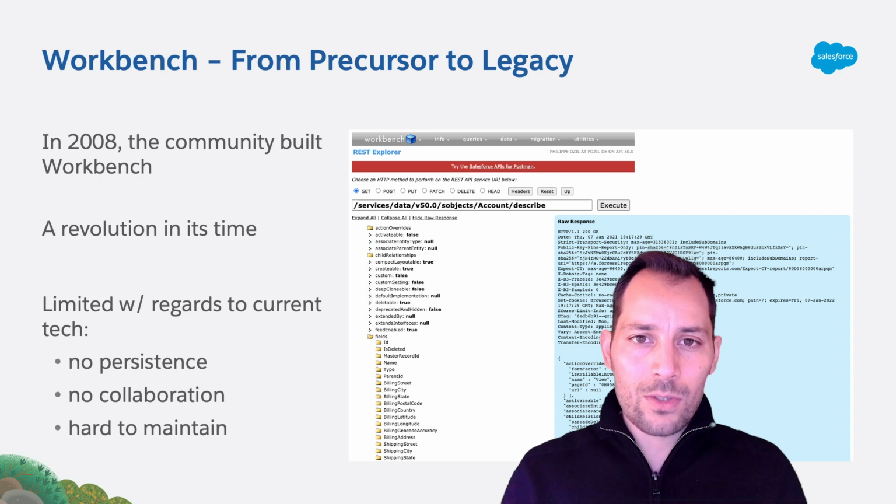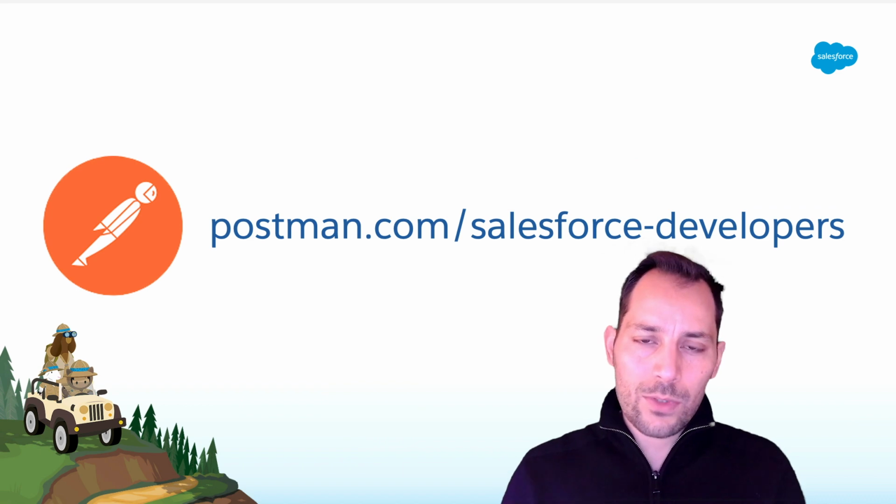So it's time to look for an alternative, and you may have noticed in the past couple of months this red banner that appeared on top of the REST Explorer. We are now encouraging users to move over to the Salesforce APIs collection on Postman, and this is what I'm going to demo now. If you want to get started with the collection, it all starts with this URL, postman.com/salesforce-developers, and from there I'm going to drive you through a little demo.